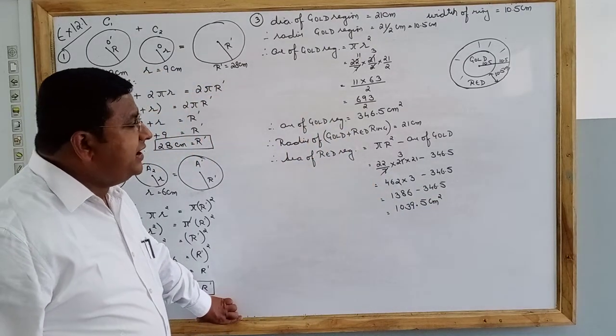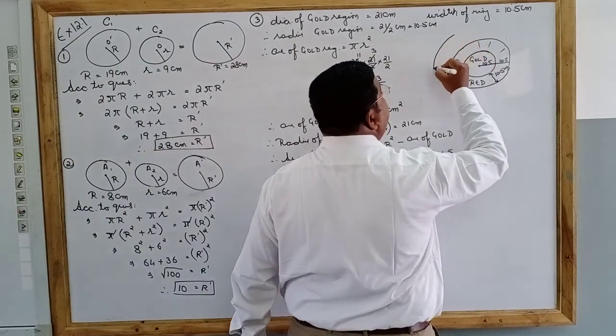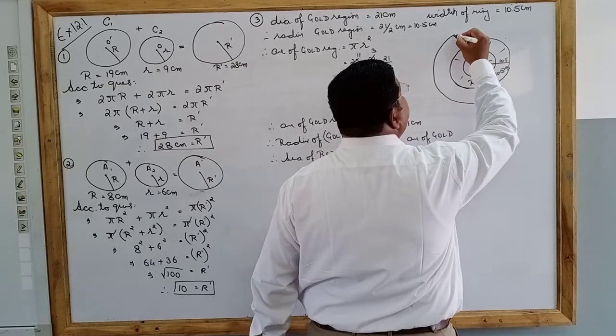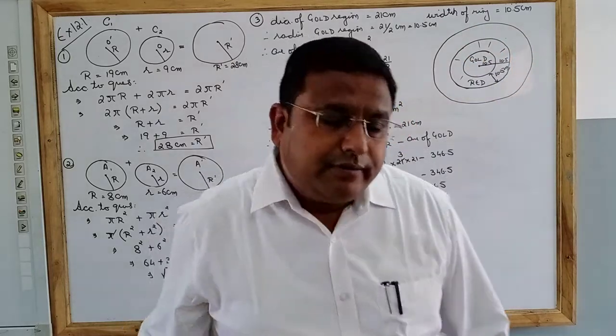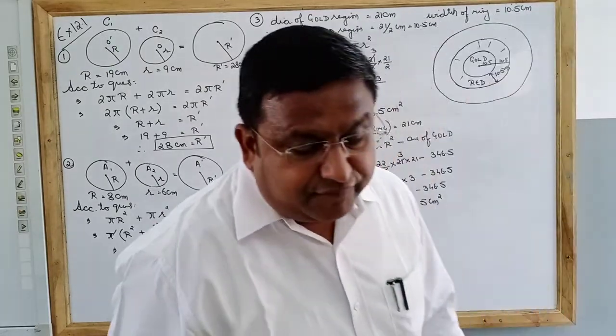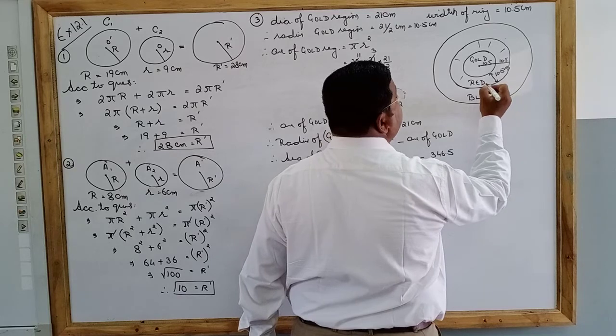Now consecutively hereafter we can find the area of the rest of the rings. The only thing that changes is the radius. Next after red it is blue. The width of this blue ring is again 10.5.